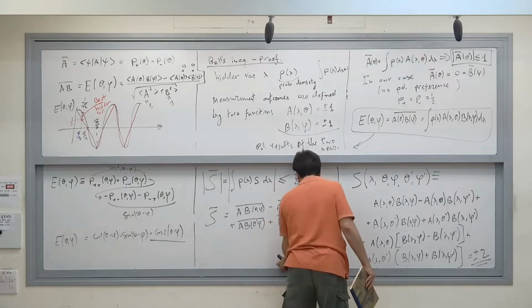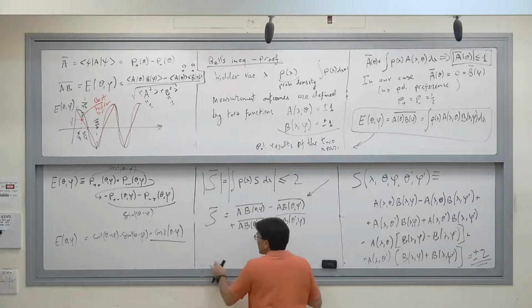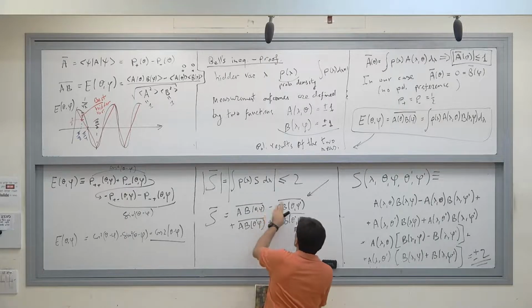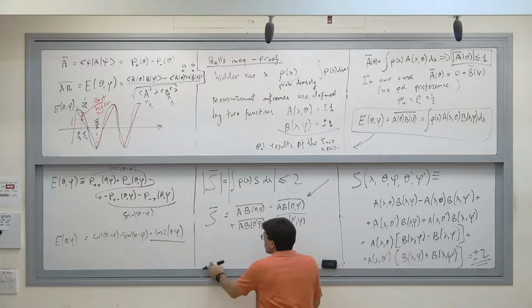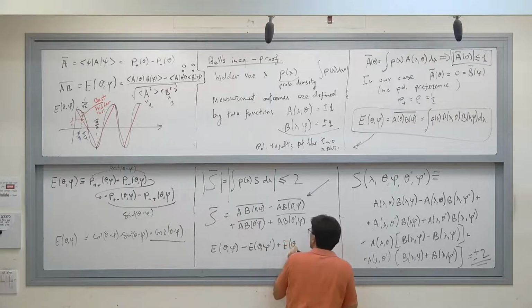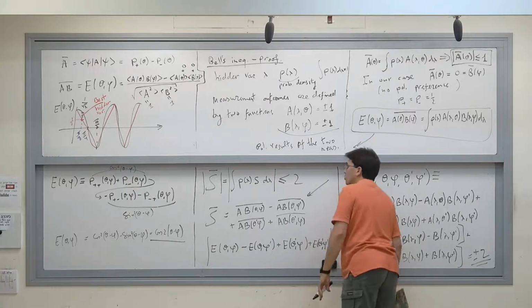So saying that S is less than 2 is like saying, look, no matter what angles theta and phi you choose, whatever you want, no matter what angles you choose for theta prime and phi prime, the best you can have for E of theta and phi minus E of theta and phi prime plus E of theta prime phi, plus E of theta prime phi prime, this absolute value cannot be more than 2.